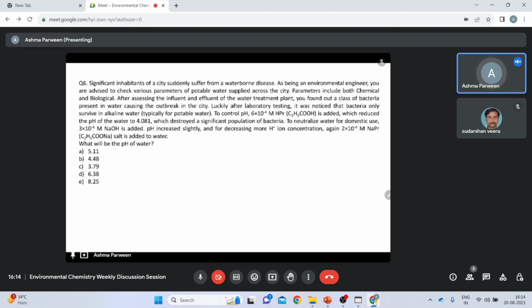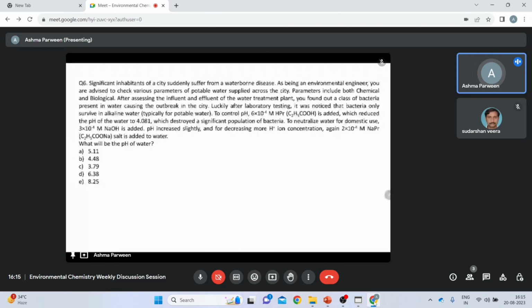To control pH, 6 into 10 raised per minus 4 molar HPr is added, that is propionic acid is added, which reduced the pH of water to 4.081, which destroyed a significant population of bacteria. To neutralize water for domestic use, this much of NaOH is added. pH increased slightly, and for decreasing more H plus ion concentration, again 2 into 10 raised per minus 4 molar NaPr salt is added to water. What will be the pH of the solution?